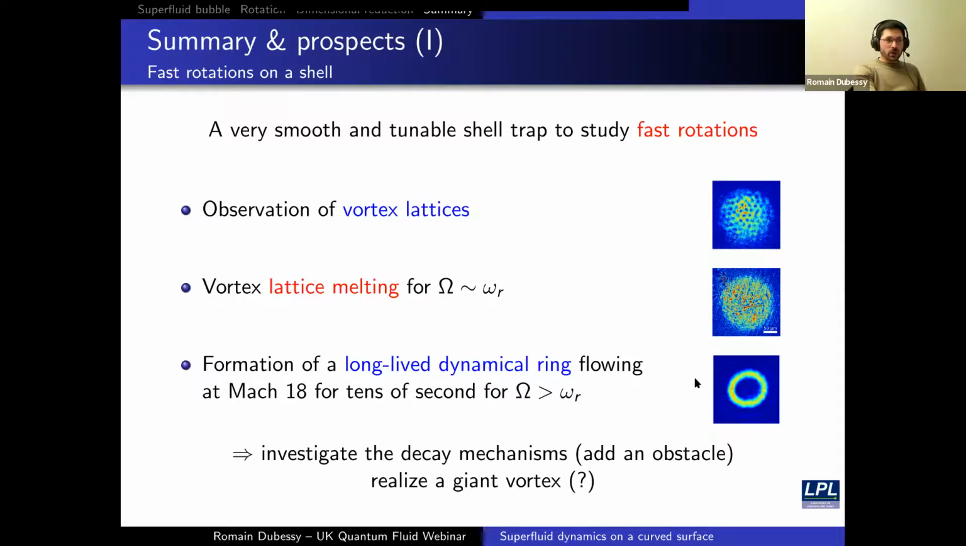What we want to do now with this system is investigate the decay mechanism. So add an obstacle, maybe a moving obstacle, in the system, and measure, for example, if we can see a critical velocity to slow down the flow. And maybe a longer-term goal would be to realize a giant vortex. And for this, we need to increase the rotation more, and it's not an easy thing to do.